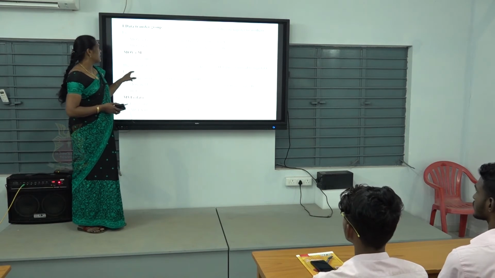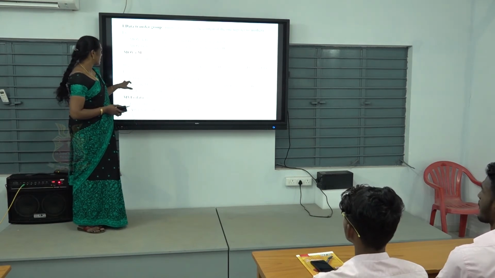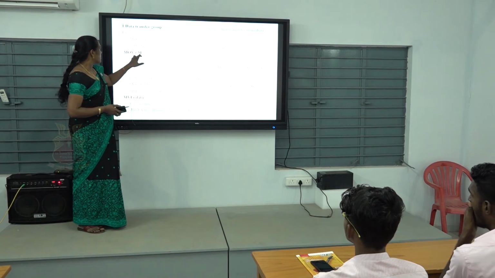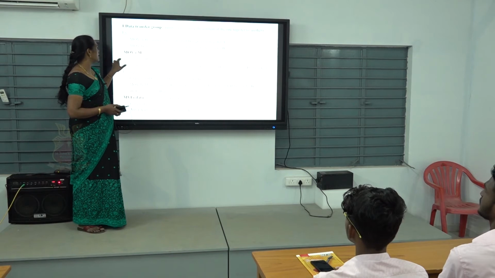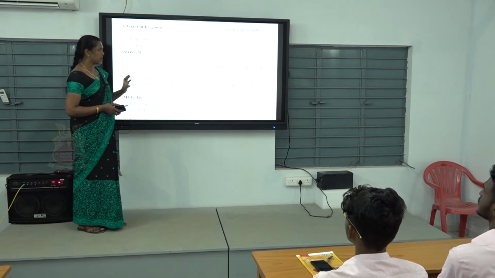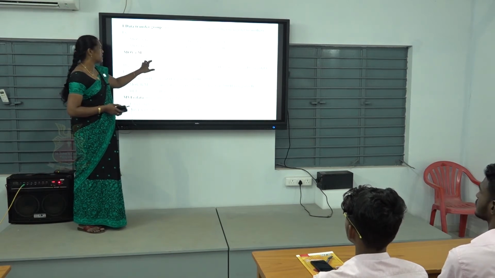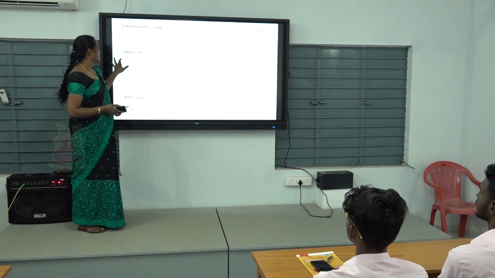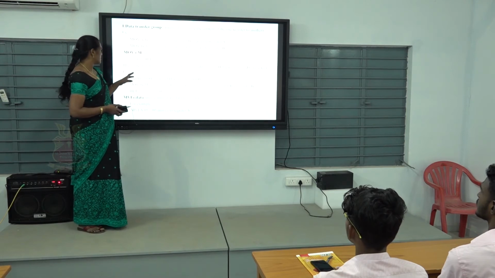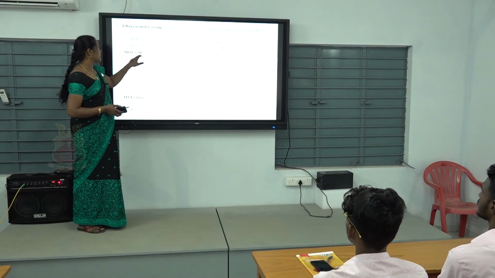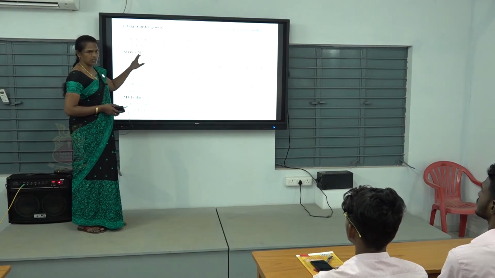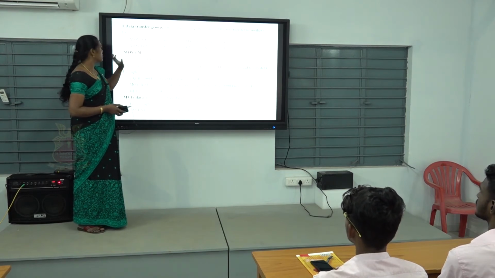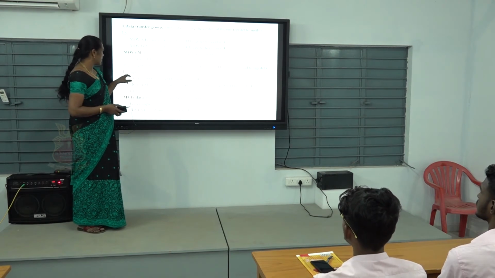Then the content of a memory location. From memory to register, here memory means the HL pair register. H is an 8-bit register and L is an 8-bit register. For the purpose of 16-bit addition and subtraction, we can use them as a 16-bit register pair. So the content of the memory location addressed by the HL pair is transferred to the 8-bit register.